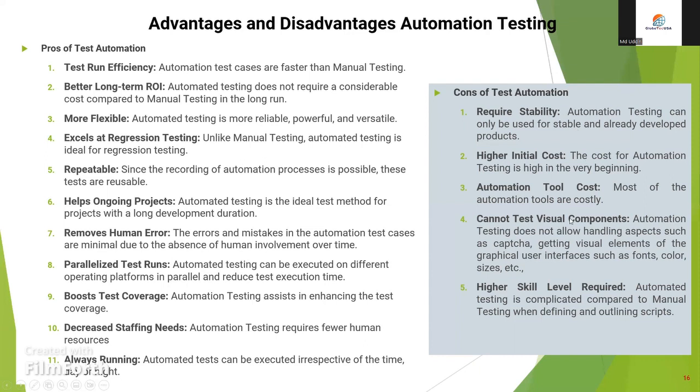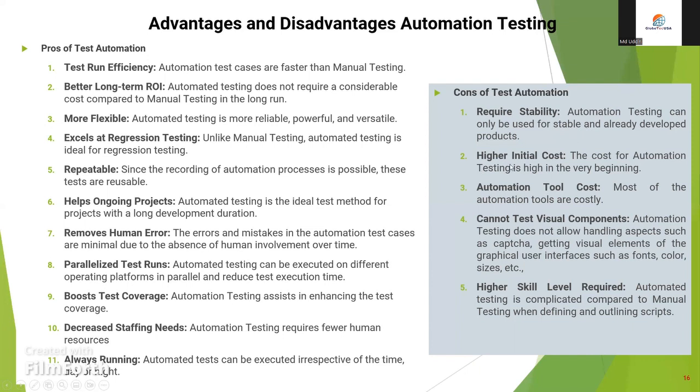But still there are some drawbacks of automation also, which is that it requires stability. Automation testing can only be used on a stable and already developed product. So for any product that is not developed, you cannot use the automation, right? It's not suitable because you need to understand the requirements, find the solution scenarios, test cases, all these things. Then only you can start your automation. So any product that has not gone through the manual test process, and has no clear test cases created, you cannot do the automation.